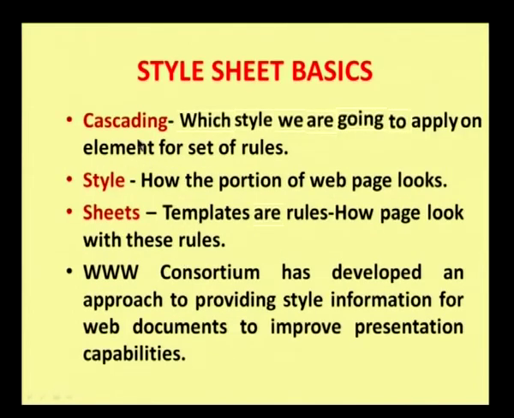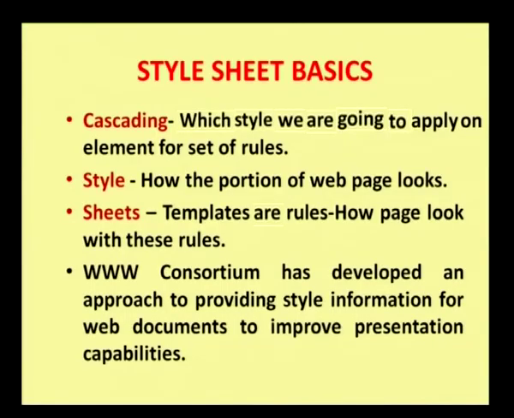What does the term cascading represent? It is the style which we are going to apply for the element, that is, from a set of rules, which rule we are going to apply, which style we are going to apply. That is called cascading. The next one is style. This term represents which portion of the web page we are going to apply the style to. A part of the web page is called style.